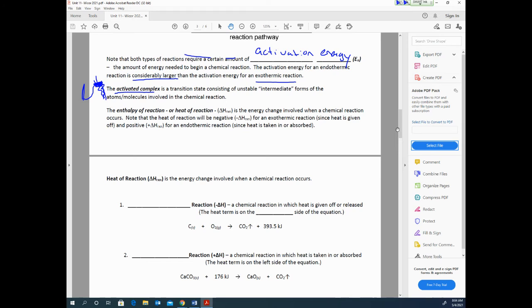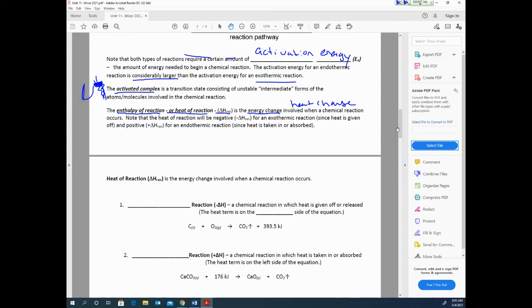The enthalpy of a reaction, which is what this whole note set is about, or the heat of the reaction, is also written as triangle H reaction. The triangle in math means change, so change of heat. That's what enthalpy is. It's the energy change, the heat change from reactants to products involved in a chemical reaction.